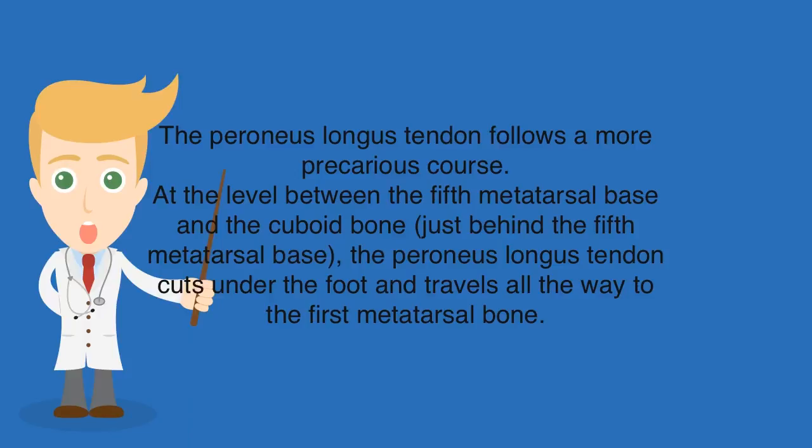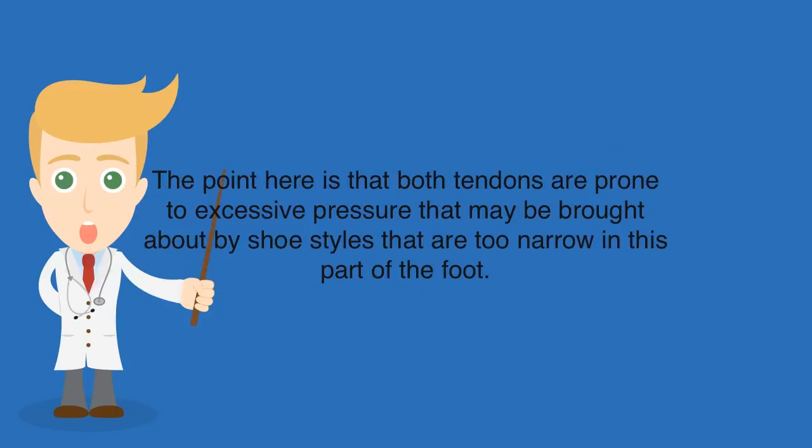At the level between the fifth metatarsal base and the cuboid bone, just behind the fifth metatarsal base, the peroneus longus tendon cuts under the foot and travels all the way to the first metatarsal bone. The point here is that both tendons are prone to excessive pressure that may be brought about by shoe styles that are too narrow in this part of the foot.